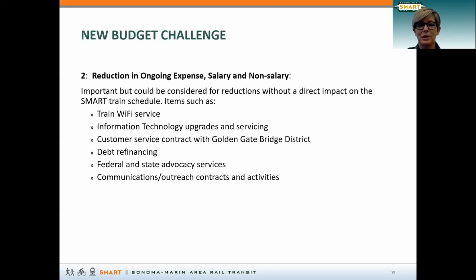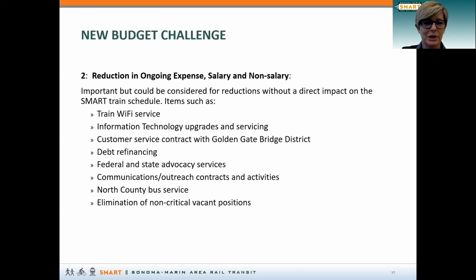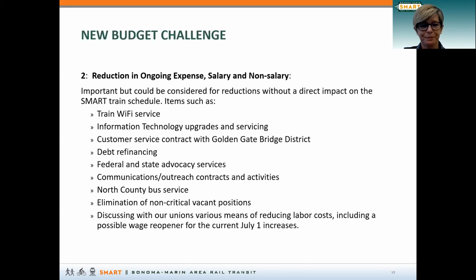Minimizing or reducing our communication and outreach contracts. Looking at the North County bus service that we're currently subsidizing that has very low ridership. And then elimination of non-critical vacant positions.